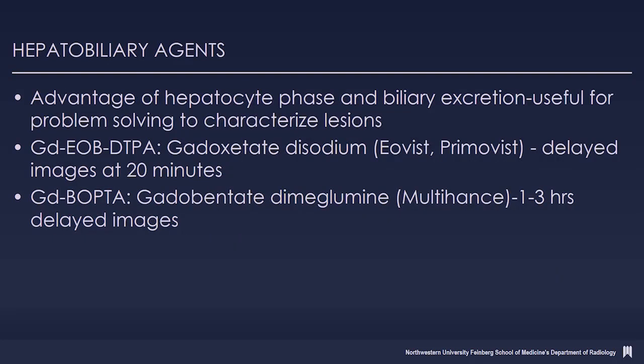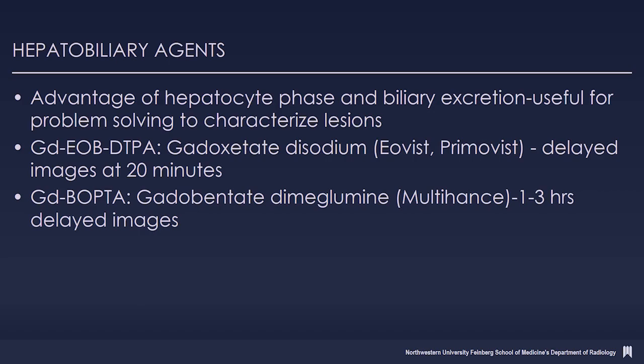What about hepatobiliary agents? Well, I think hepatobiliary agents can be quite useful, especially in a problem-solving approach to characterize liver lesions because it has the advantage of a hepatocyte phase and biliary excretion. The two agents that we can use are Gad-EOB or gadoxetate, referred to as Eovist or Primovist in Europe, and we get delayed images at 20 minutes.